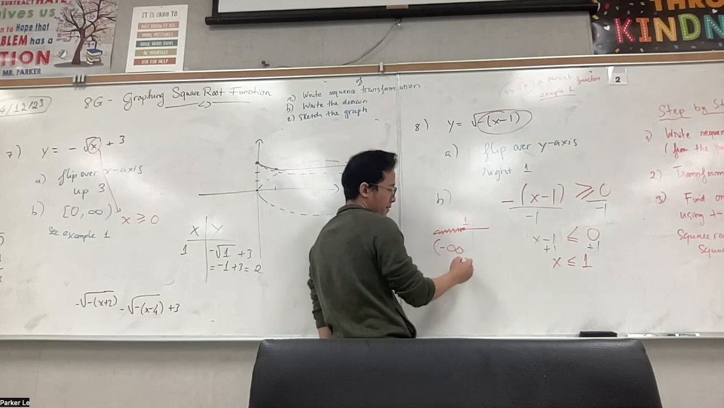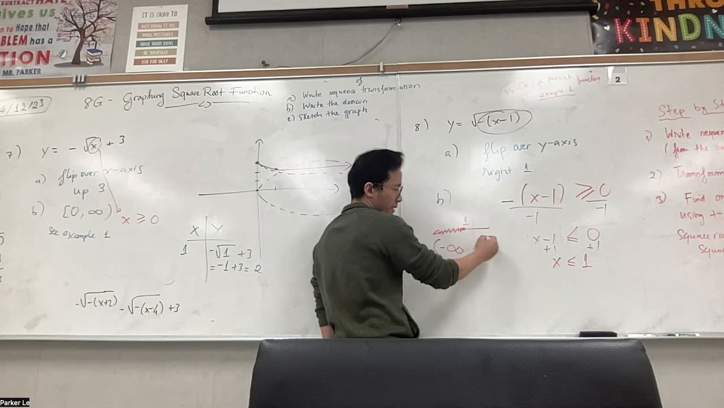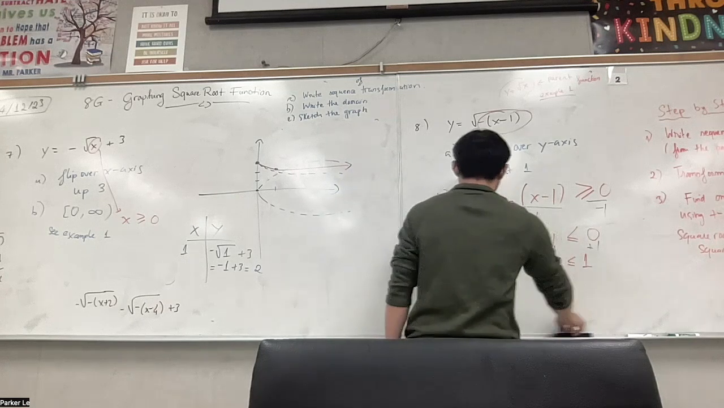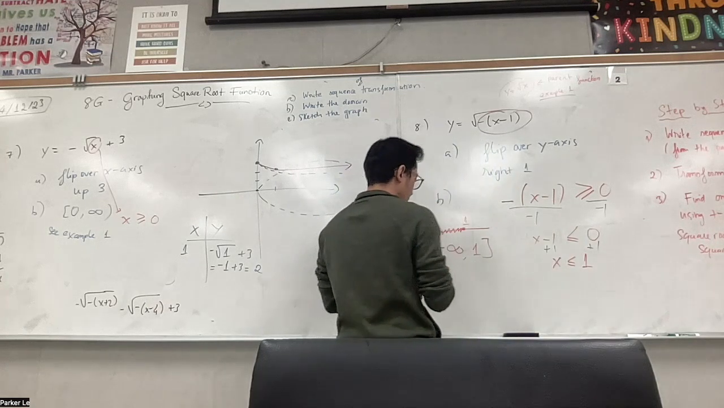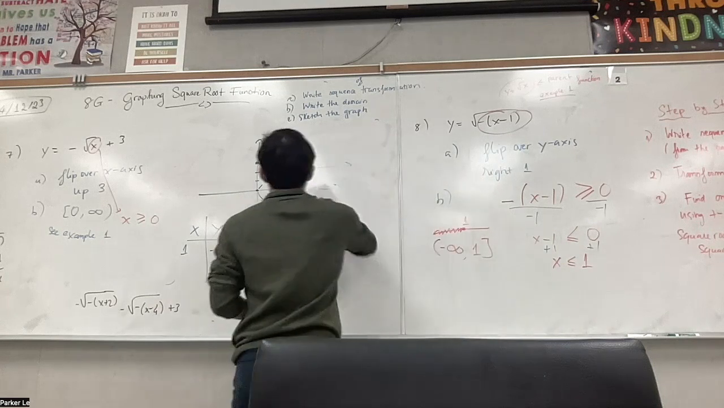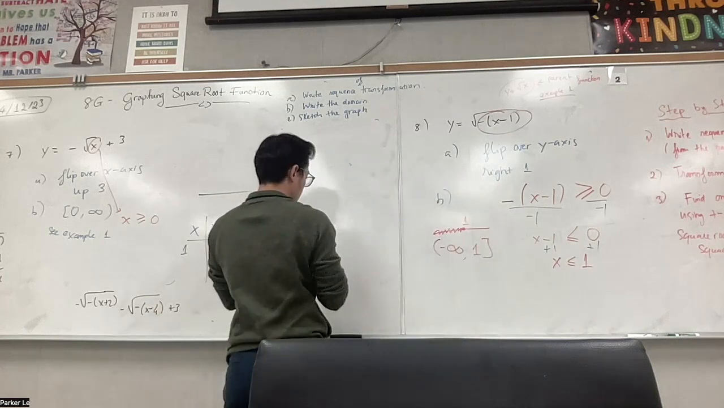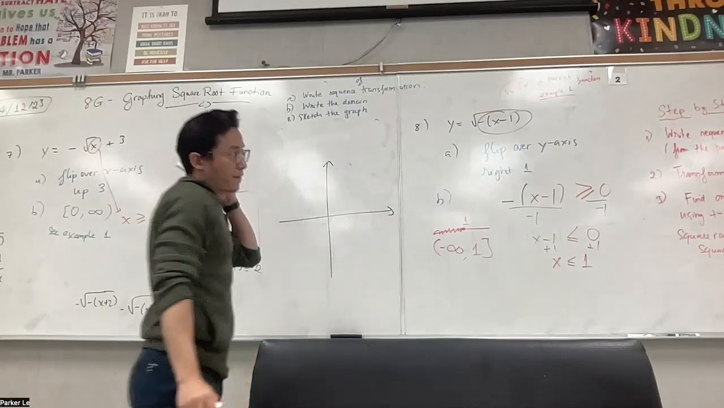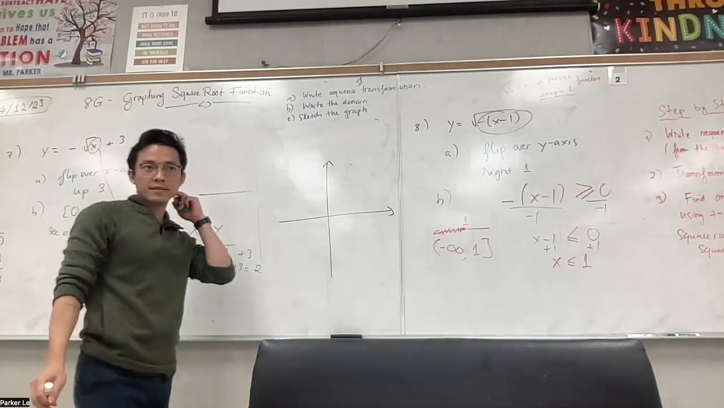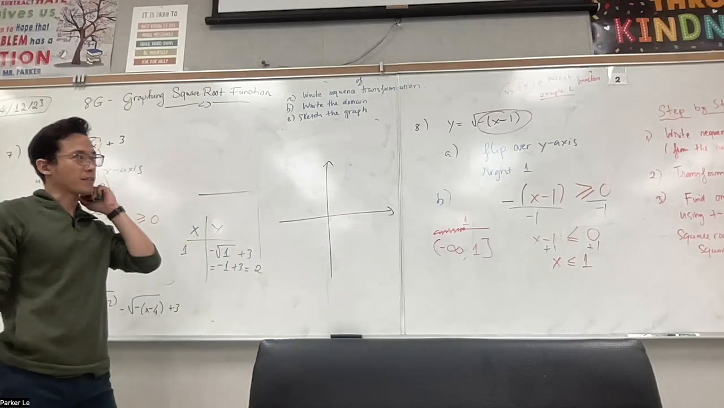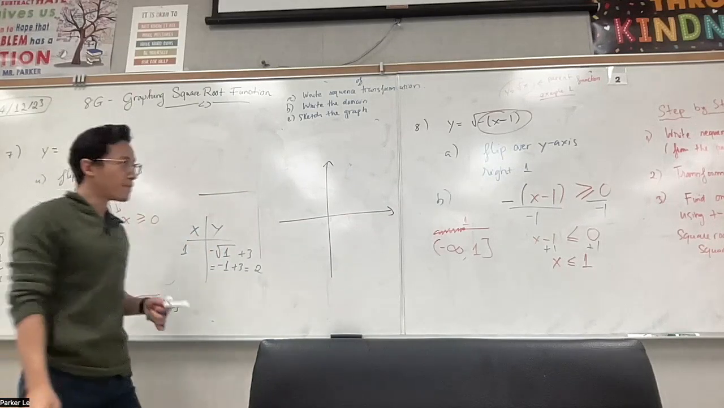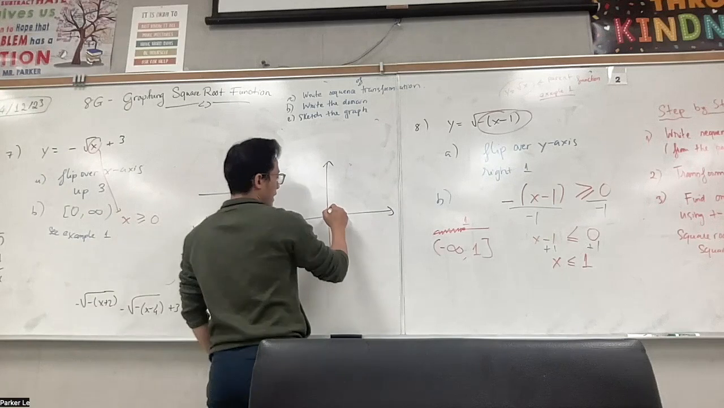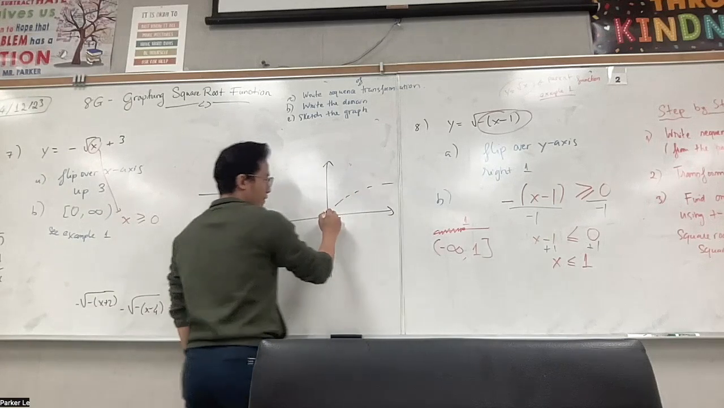Negative infinity. 1 bracket. Very good. Very good. That's exactly what you need to write. Now we can wrap this. What do I do first? I flip first or I go to the right first? What do we need to do first? You flip first. Always flip first, okay? I flip over y-axis. How can I flip over y-axis?